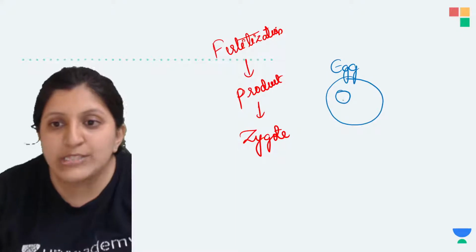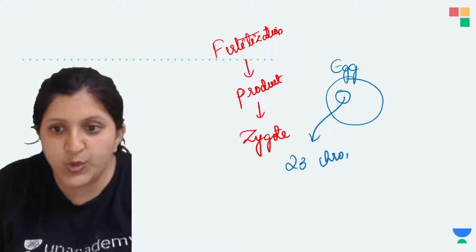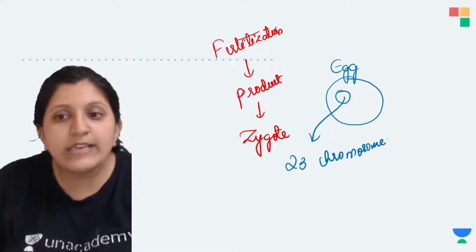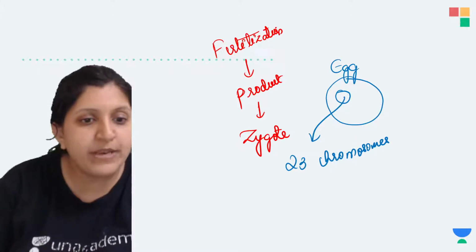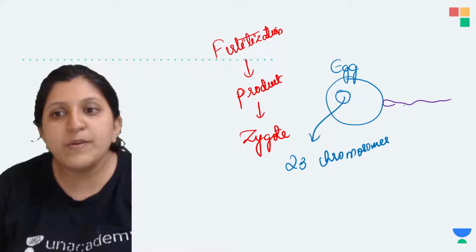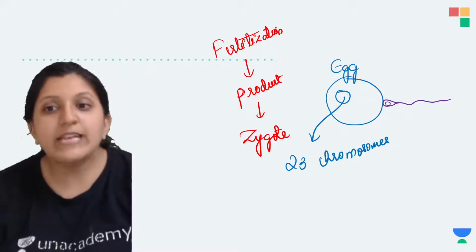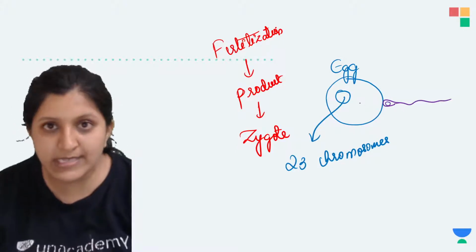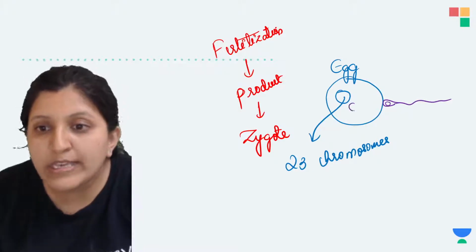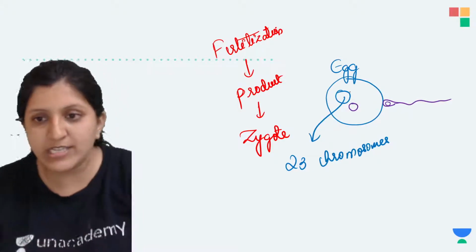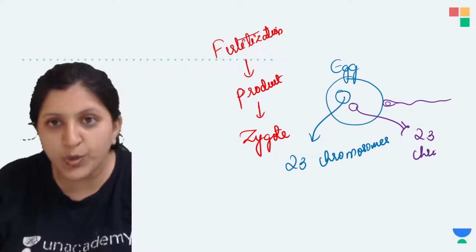Okay, so in this nucleus you can find 23 chromosomes. Now when the sperm comes and penetrates this one, having its own nucleus, that means the nucleus will be sent inside. It is not that the whole sperm is getting inside, only the nucleus will be sent here. So now this male nucleus also has 23 chromosomes.